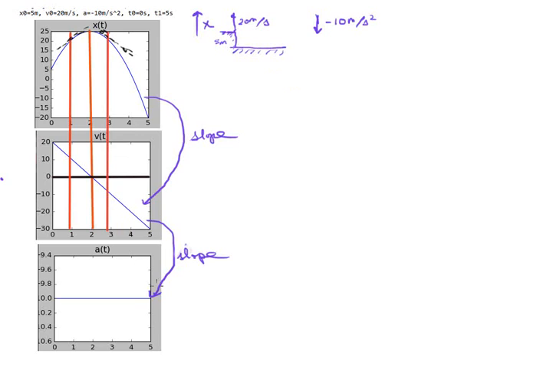If you take any one of these curves, the value of the curve underneath it is the slope of the curve above it. Okay.